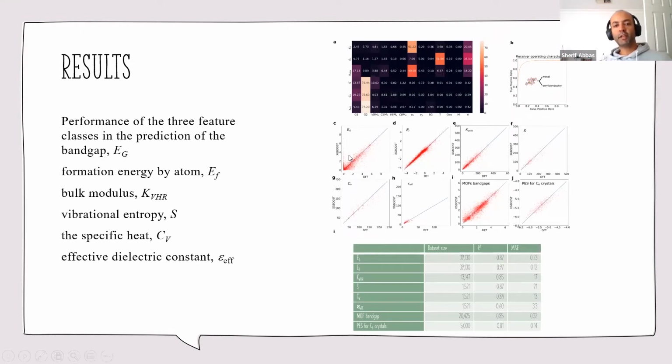So this figure is for the band gap prediction, and this correlation plot is for the formation energy prediction, which is 0.97 R squared, which is quite high. Okay, that's all for the presentation.